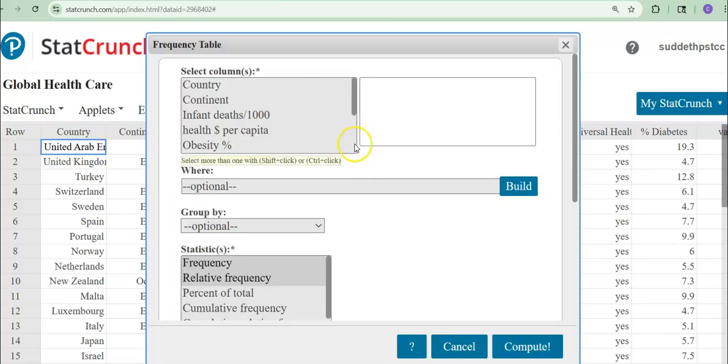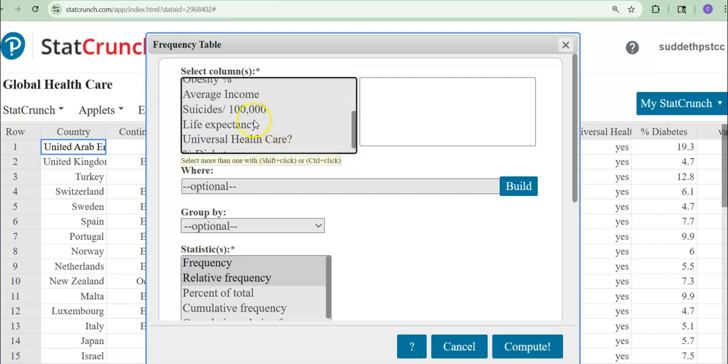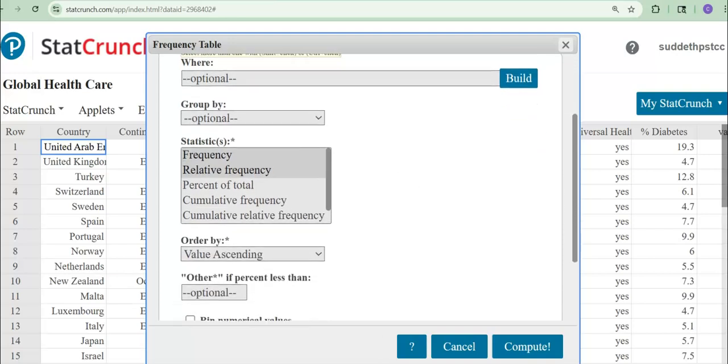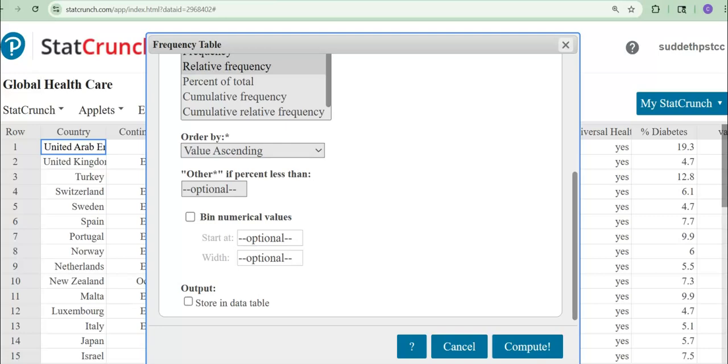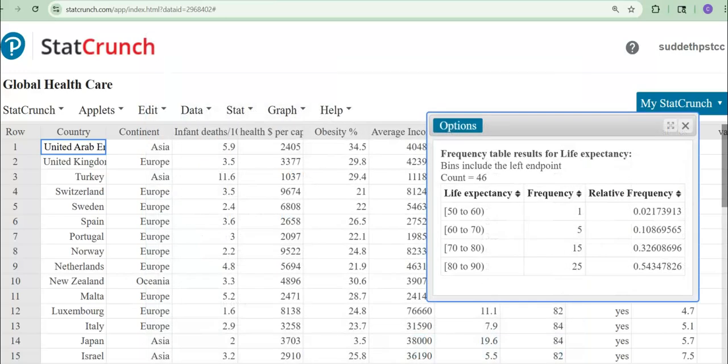After that, in columns, we're going to select life expectancy. The frequency, relative frequency is already highlighted. Then we're going to go to bin numerical values. Check that box, and we're going to start at 50. Our class width is 10 because the first interval starts at 50, the second interval starts at 60, and then we're going to hit compute.